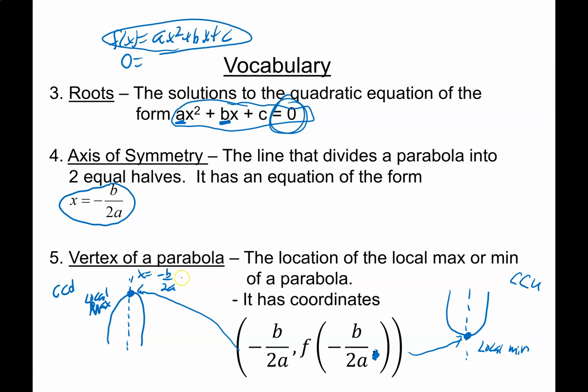So what's cool about that is this. Notice here, this x coordinate for your vertex matches up with what x equals in your axis of symmetry. That is not by accident, because whatever this x coordinate is here, that's what your axis of symmetry will pass through. So just some cool stuff.